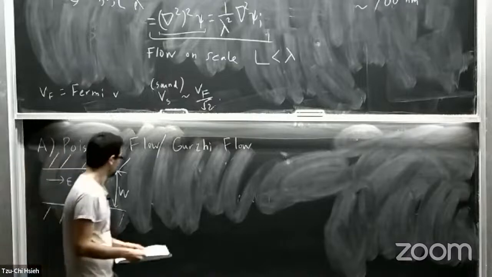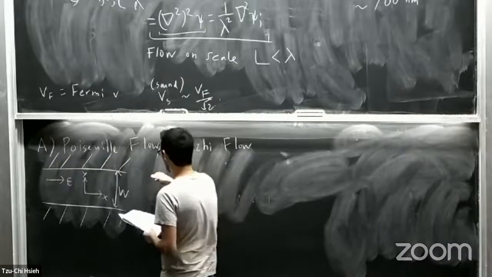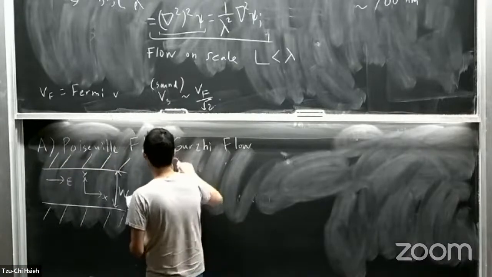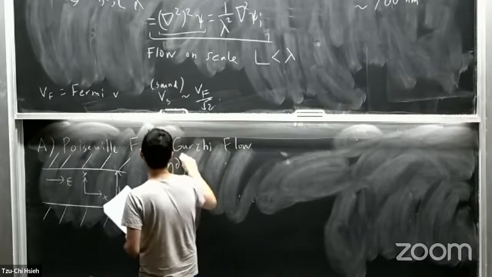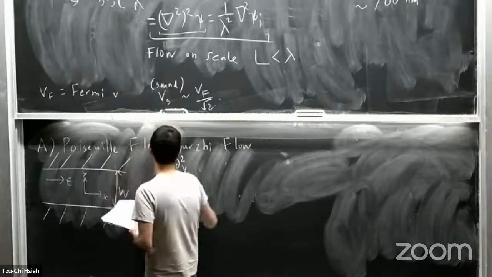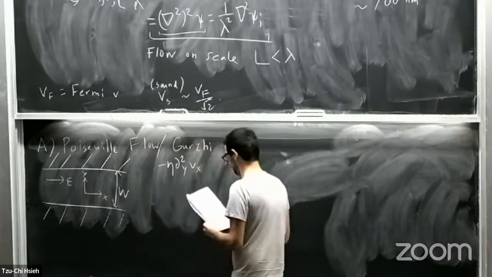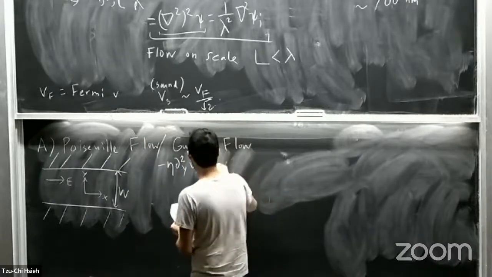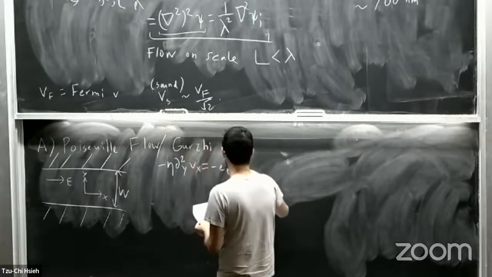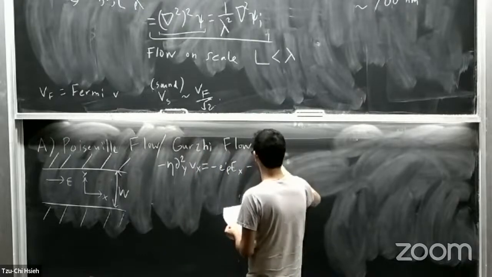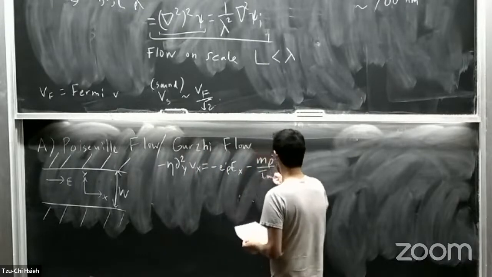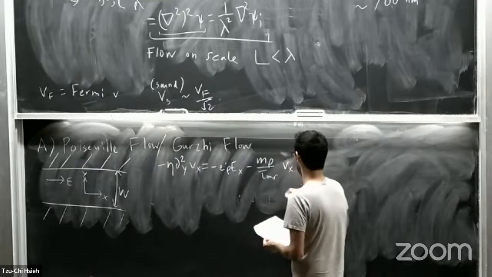Okay, so we can write down our Navier-Stokes equation, just focusing on the transverse flow. We'll have some shear stresses, and this has to be balanced by the Lorentz forces and our momentum relaxing friction.